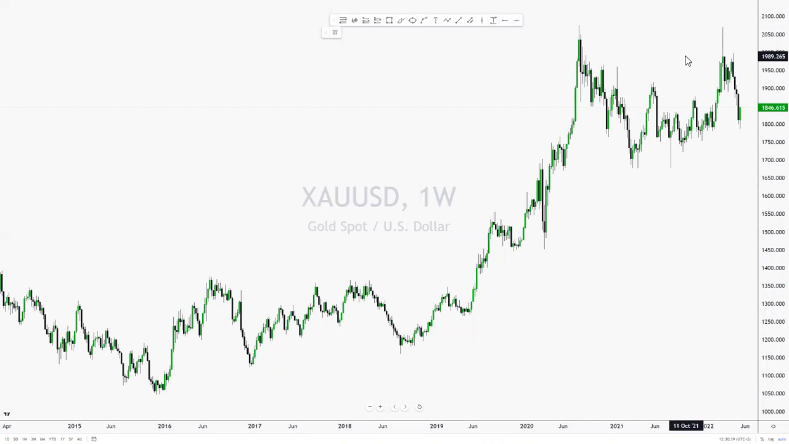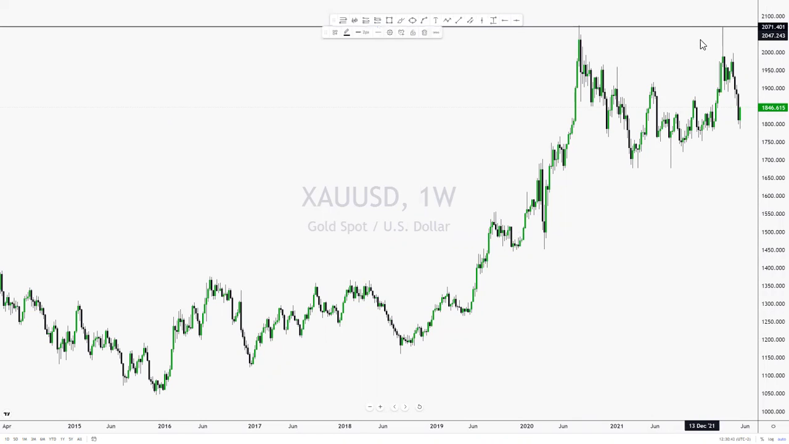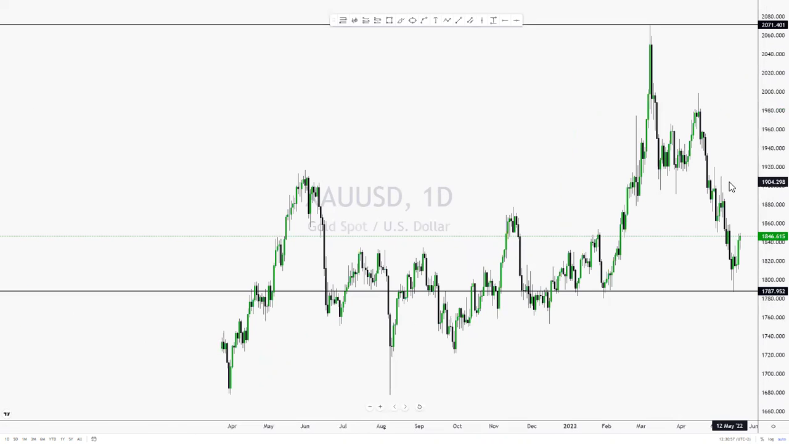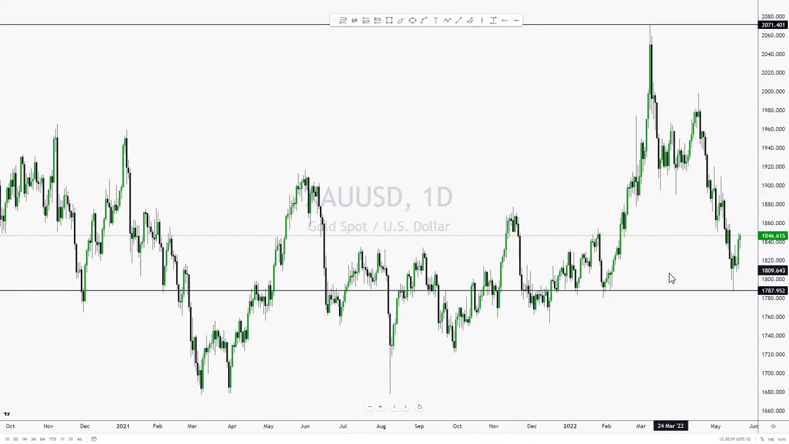So here we have our weekly time frame, and we will start with the highest high of the week. There we have, and the lowest low of the week. Here we have our lowest low. So we will break it down to daily time frame so that we can just see and confirm our levels. There we have our lowest low and our highest high. These levels are support and resistance basically.